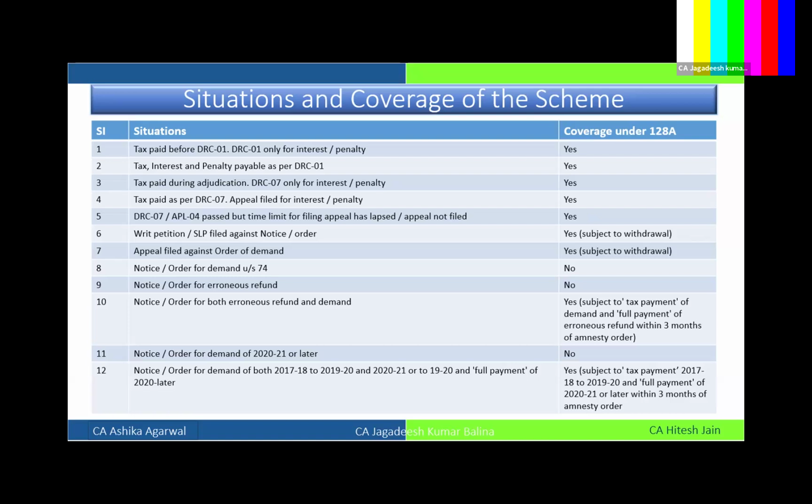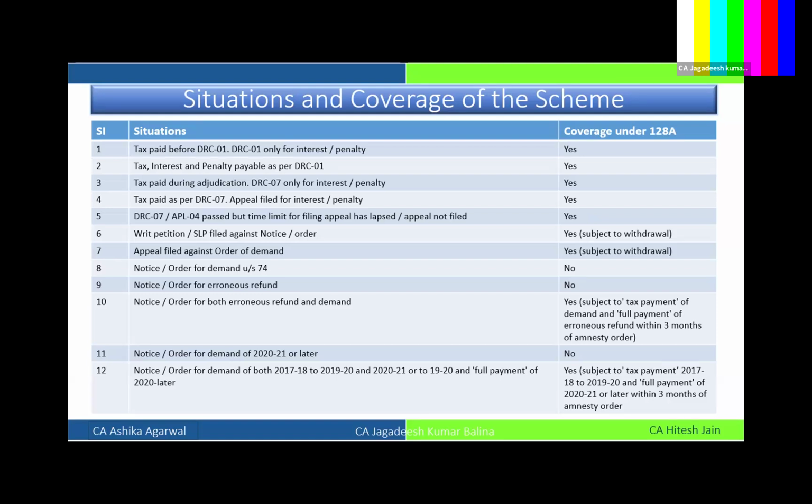And if your order covers 17-18 to 19-20 and also the next periods, in that case, yes, you can opt for the scheme, provided you make the full payment of tax for the first 3 years. And if the officer finds that you are eligible to claim under this scheme, then after receiving the favorable amnesty order, you have to make the payment for the subsequent years also. From 2021 onwards, for whatever periods you have received the notice, that tax also you need to pay within 3 months from the amnesty order.